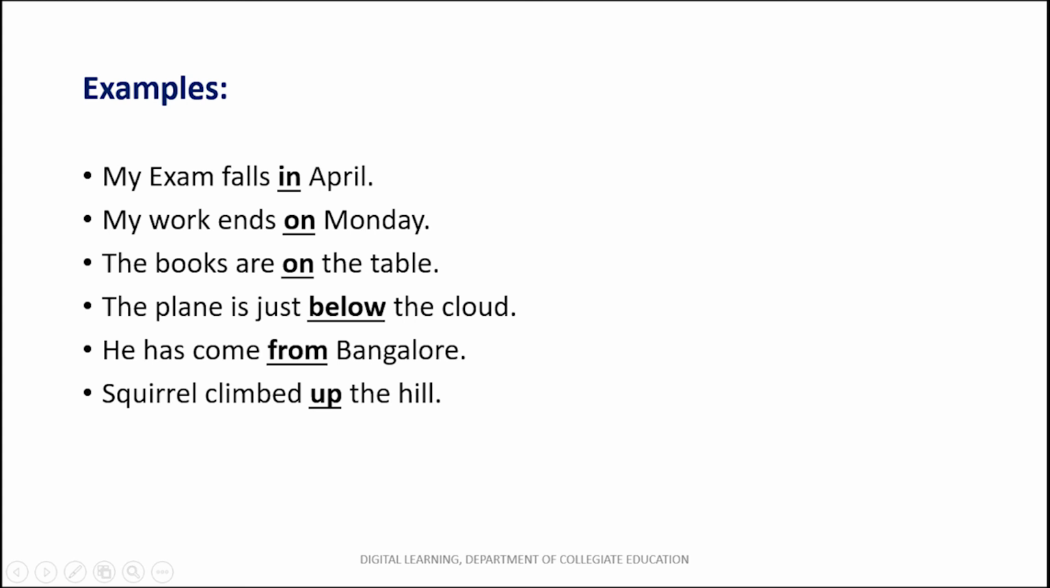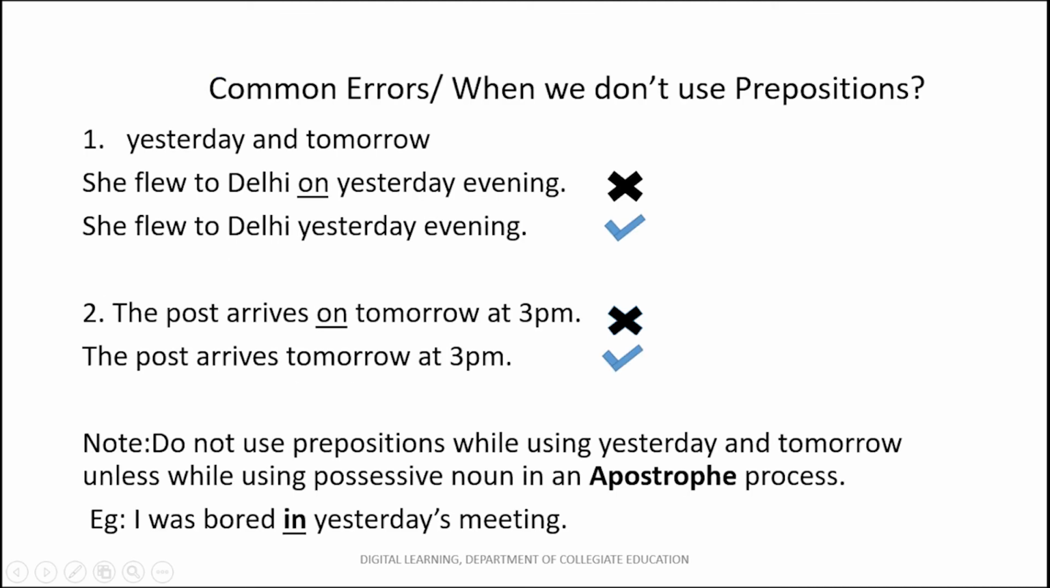Here are certain examples, as we discussed when in, on, below, from, up are used. My exam falls in April. My work ends on Monday. The books are on the table. The plane is just below the cloud. He has come from Bangalore. The squirrel climbed up the hill.